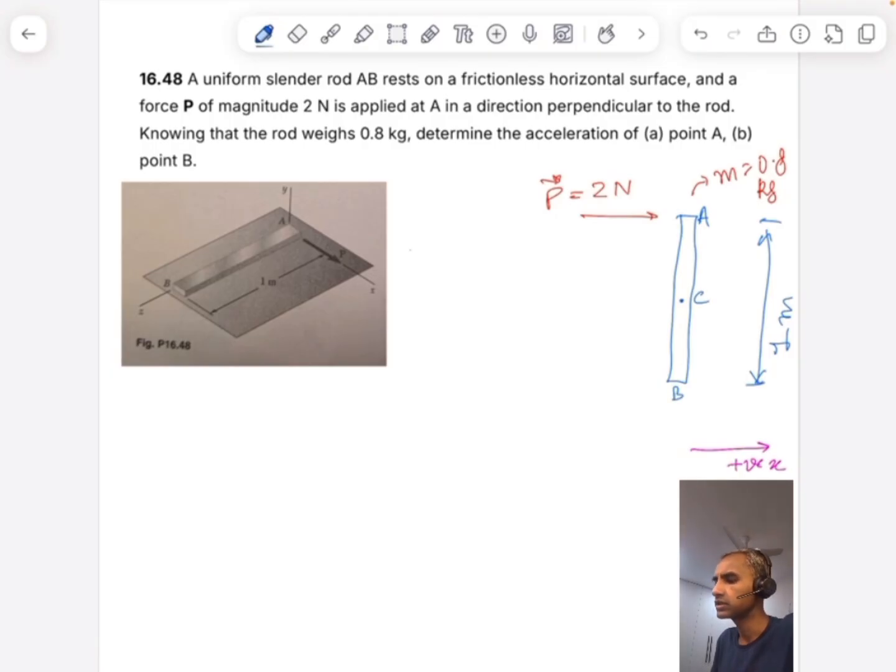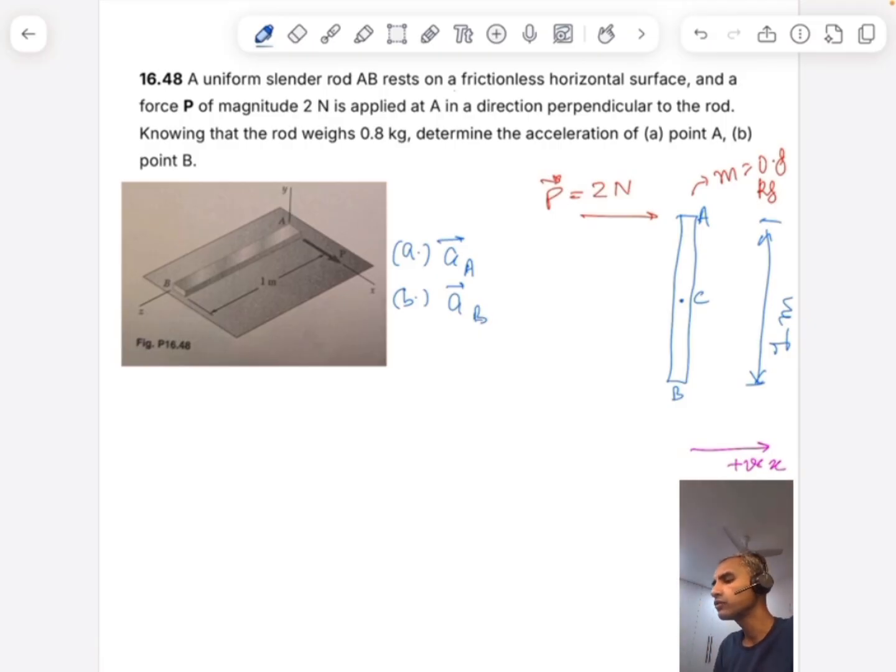The question is, when this force is applied, what is the acceleration? By that we mean the absolute acceleration of point A and the absolute acceleration of point B. So we have to describe as an answer the first one, acceleration of A vector, and the acceleration of B vector.